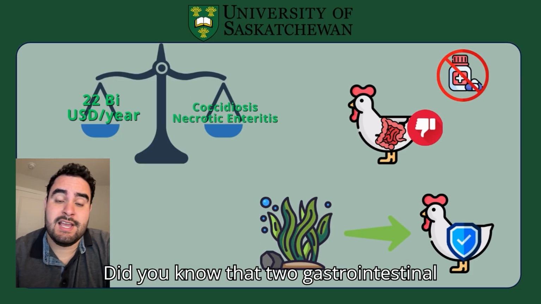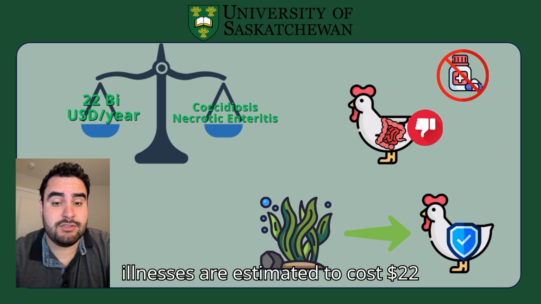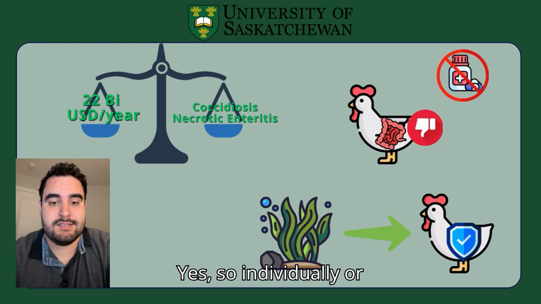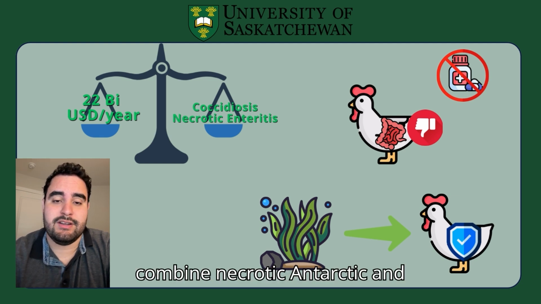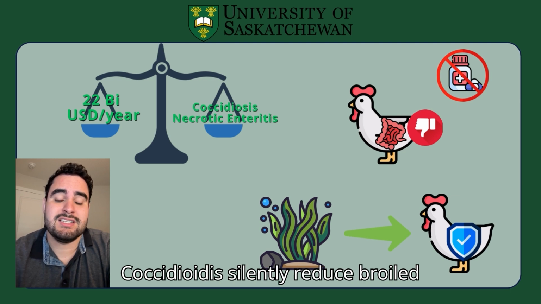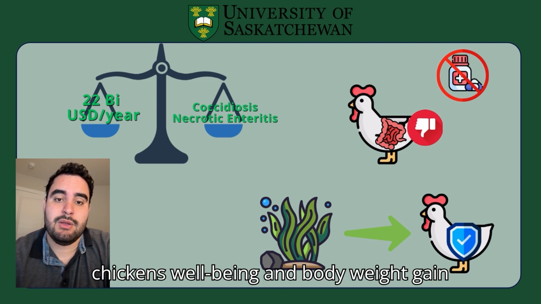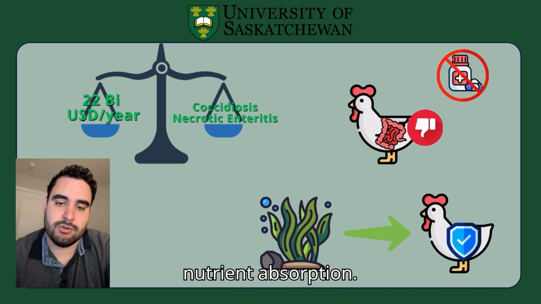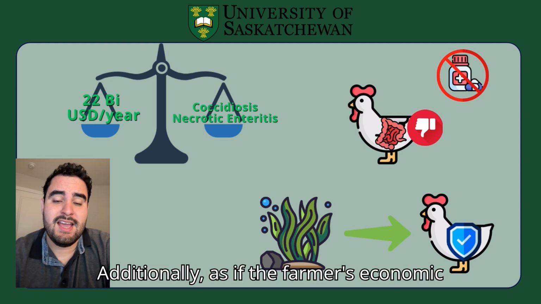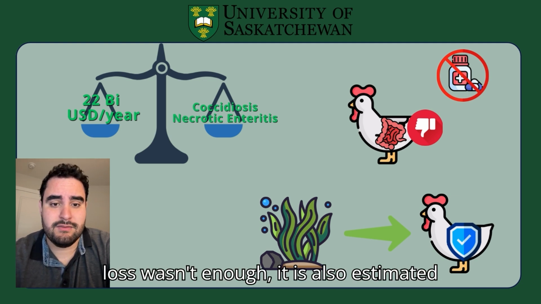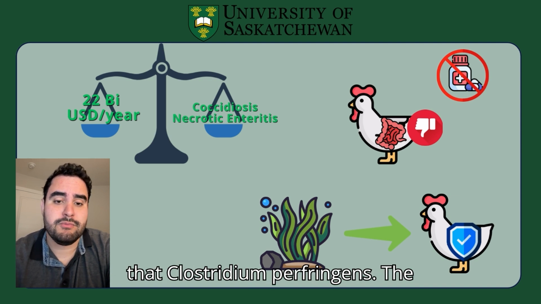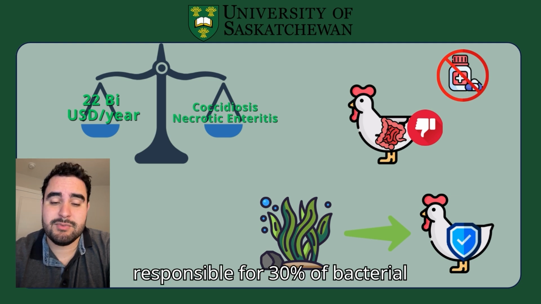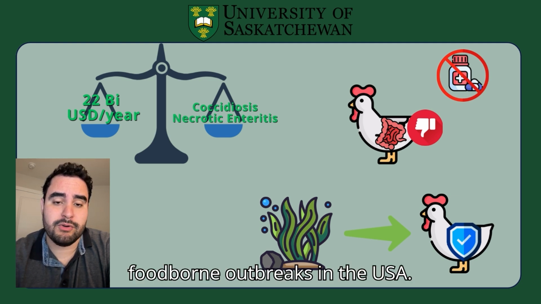Did you know that 2 gastrointestinal illnesses are estimated to cost $22 billion in losses in 2025? Yes, so individually or combined, necrotic enteritis and coccidiosis silently reduce broiler chickens' well-being and body weight gain by damaging the intestine and reducing nutrient absorption. Additionally, as if the farmer's economic loss wasn't enough, it is also estimated that Clostridium perfringens, the agent of necrotic enteritis, is responsible for 30% of bacterial foodborne outbreaks in the USA.